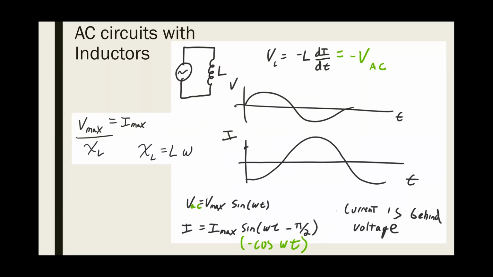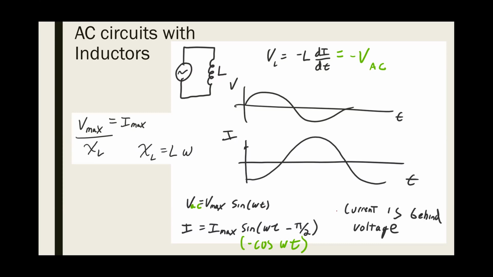If I look at an inductor, the voltage is a constant times the derivative of the current with respect to time. So something similar is going to happen, but I'm going to be shifting the curve the other way. So now in a circuit with an inductor, the voltage is leading the current, or the current is lagging behind the voltage. The ratio of the maximum values is now given by the inductive reactance, which is L times omega.